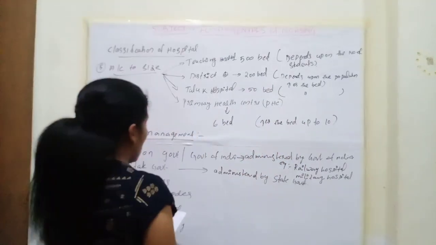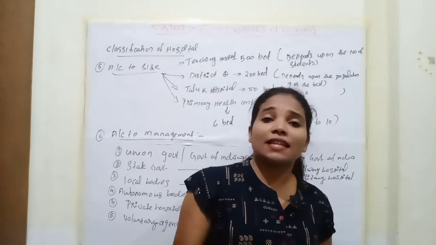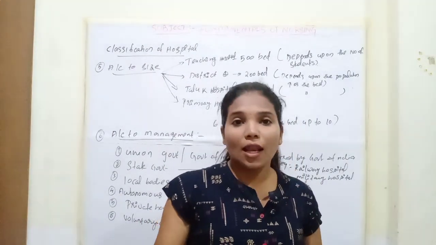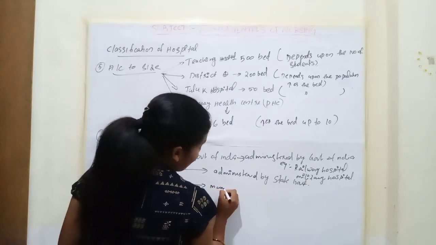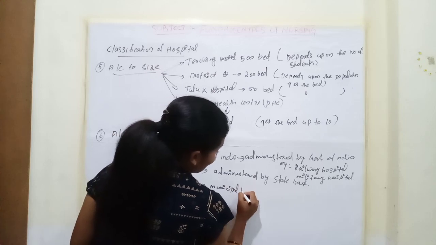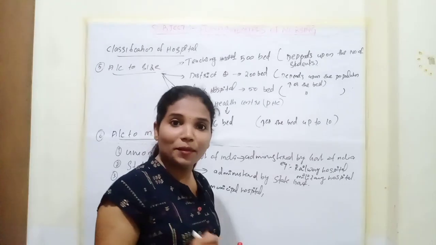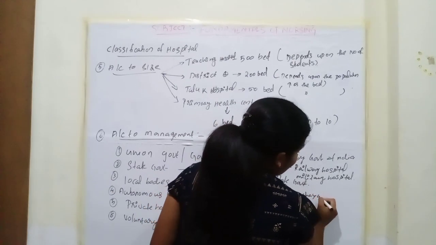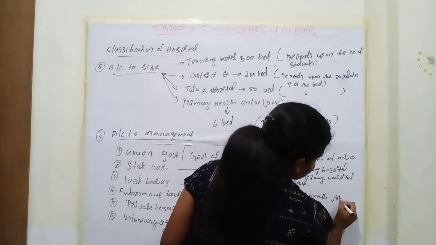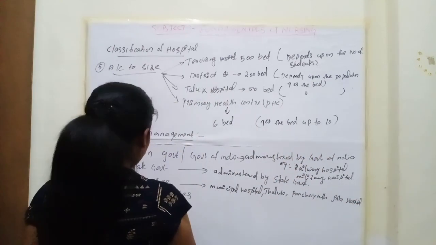Next one is the local bodies. Local bodies means nothing but hospitals administered by the local bodies, like a municipal hospital, then panchayat hospital, taluk, and Jilla hospital. These and all will be coming under the local bodies.